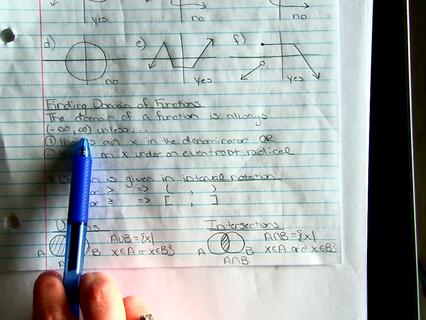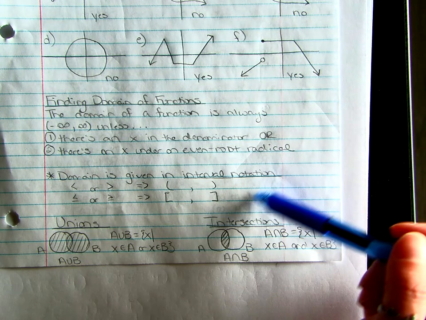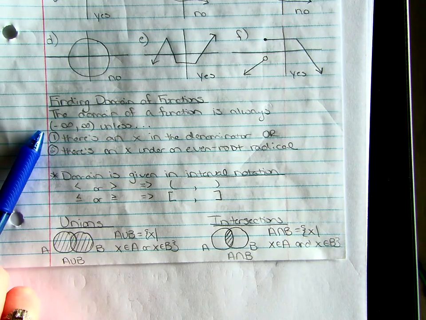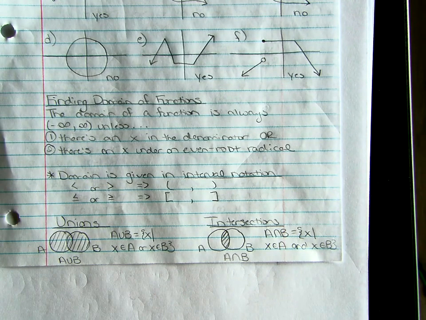If you didn't take Math 20, though, when you're coming straight out of high school, interval notation is something to definitely reference and get used to. I mentioned it a little bit right here. So that tells me that the smallest number is on the left. The smallest value for the domain is negative infinity, and the largest value is positive infinity, unless, and there are two cases, unless there is an x in the denominator.